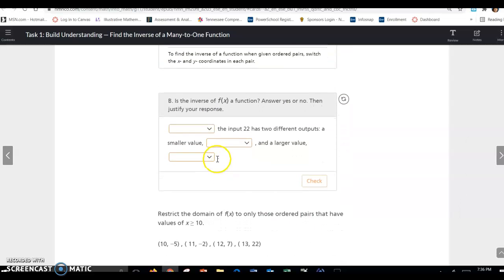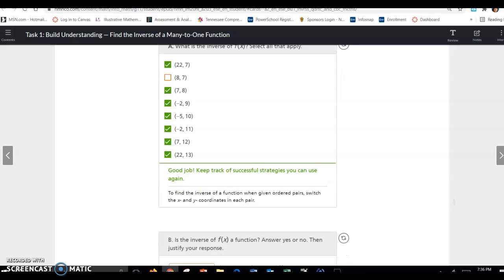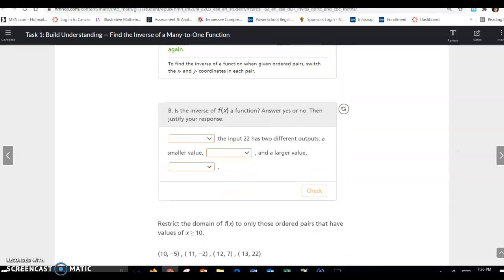Is the inverse of f of x a function? Let's see if all the x's are unique. 22, 8, 7, negative 2, negative 5, negative 2. Negative 2 shows up twice, 7, 22, and 22 shows up twice. So since the x's are not unique, the inverse is not a function.